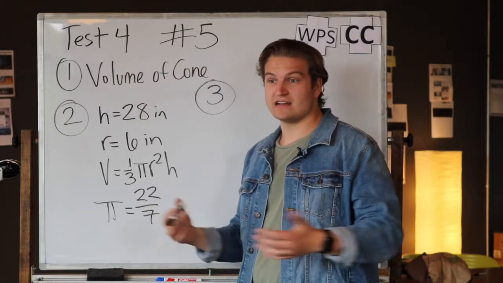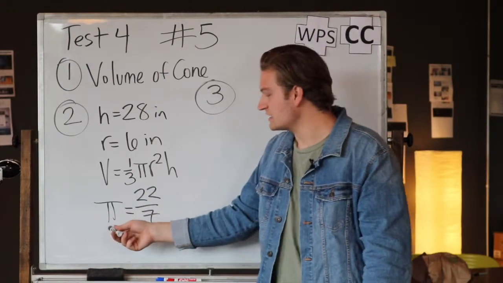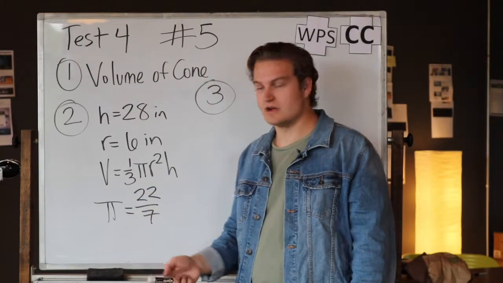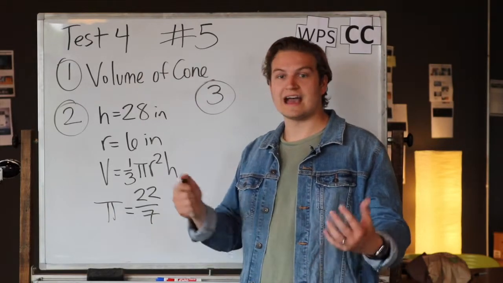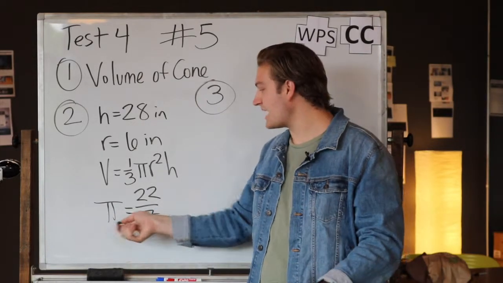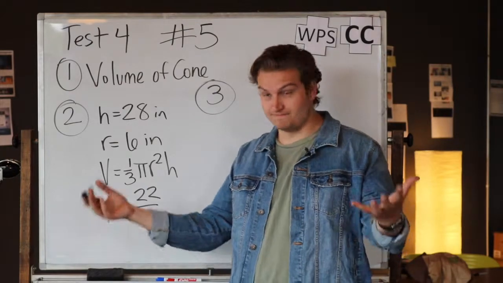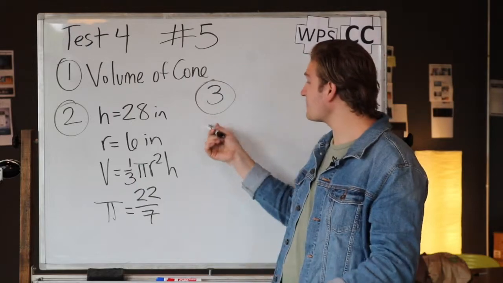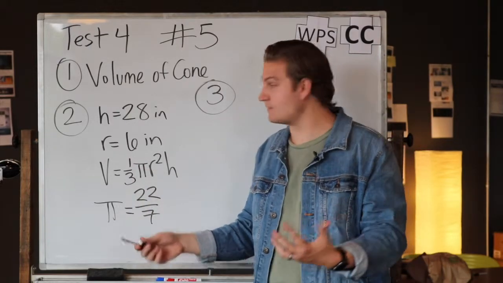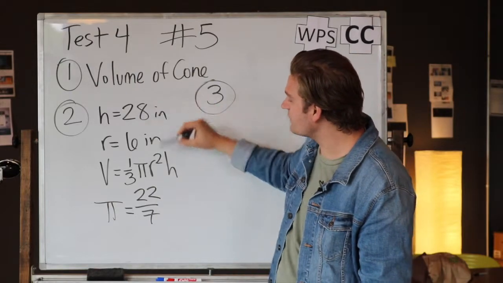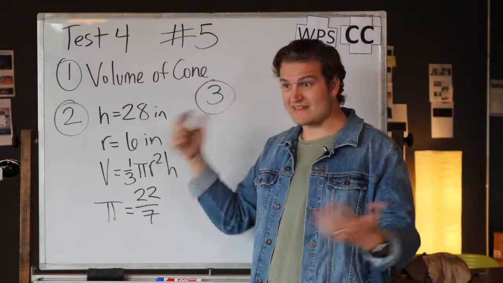And they even tell us what to use for pi. They tell us that instead of just typing in pi on your calculator, go ahead and use 22/7 as pi. Instead of hitting pi on your calculator, type in 22/7. All right, now we move on to step 3 to solve the problem. And actually all we have to do to solve the problem is plug each of our values into our equation, and that'll give us the volume.